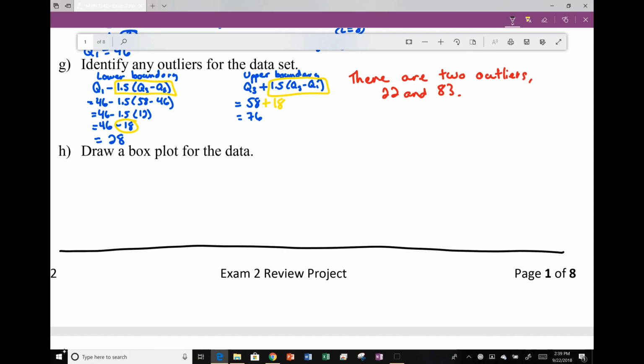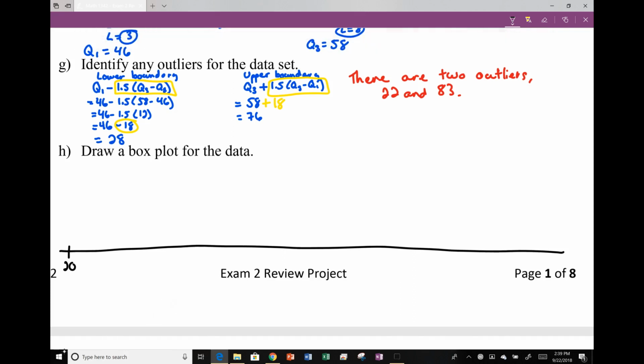And I really wish I could draw a straight line. My lowest value of my data set was 22. My highest value was 83. So if I start down here at 20, 30, 40, 50, 60, 70, 80, and 90, this covers the entire spectrum of my data.